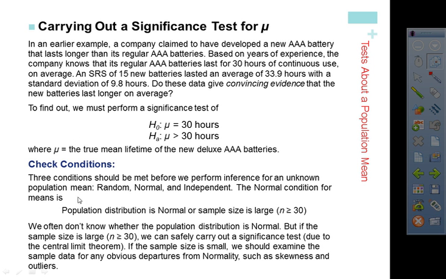Now, to check the conditions, here's where they're talking about it. The population is normal, or the sample size is greater than or equal to 30. We often don't know the population distribution, but if the sample size is greater than or equal to 30, we can safely carry out the significance test. If the sample size is small, we should examine the sample data for obvious departures from normality, such as skewness or outliers. And that's really what we have to do here, because we have a sample size of only 15.